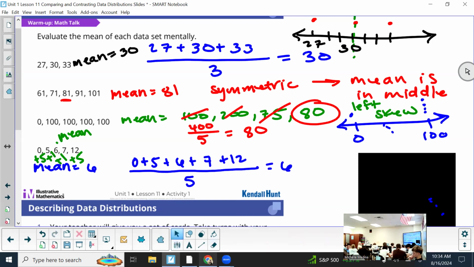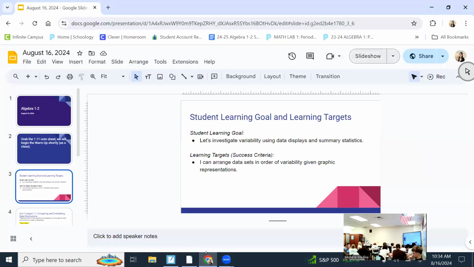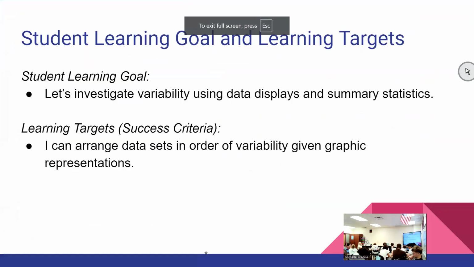All right. We are doing lesson 11 today, and just because of the assembly, classes are 10 minutes shorter than they usually are, so it might feel a little bit rushed. But a lot of the same skills we revisit in the next lesson, so that's why I always just keep it moving no matter how far we get. As long as by the end of the unit, you can arrange data sets in order of variability given graphs. That's what you're gonna be assessed on.